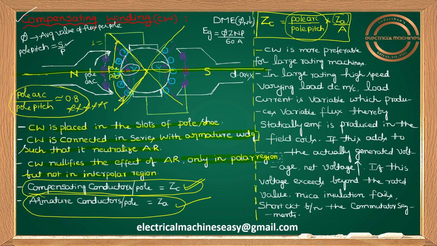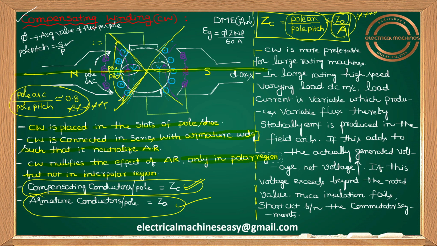Generally, all the conductors are connected in so many parallel paths. That's why you should take ZA by A. ZA means armature conductors per pole, and that too should be taken per path, because so many conductors are there in parallel paths. So if you want the number of composite conductors per pole per path, you should take ZA by A, where A means the number of parallel paths. This formula is very, very important.